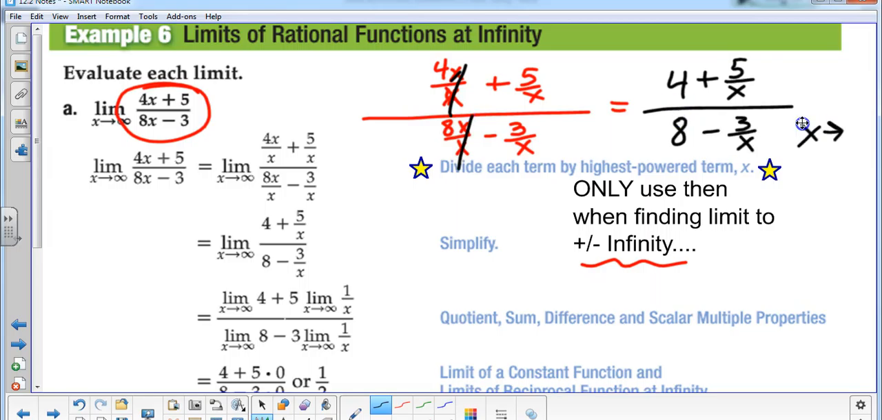As x approaches infinity, we said both of these things will approach 0, right? 5 divided by some huge number will get close to 0. So what's left? If this approaches 0 and this approaches 0, I'm left with 4/8 or 1/2. Was that just our leading coefficient over leading coefficient business? Okay.